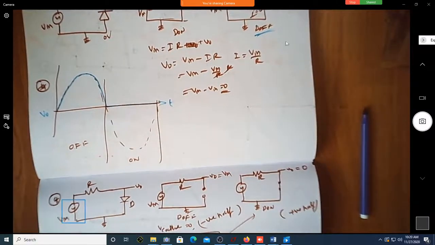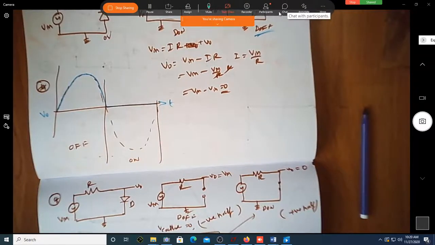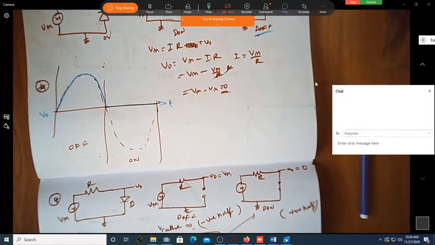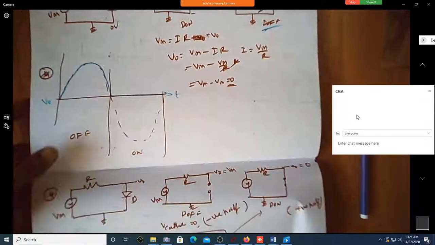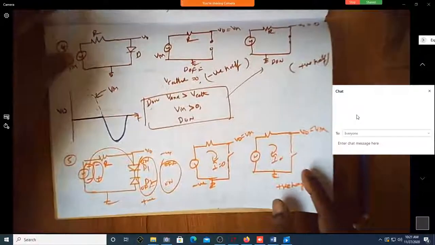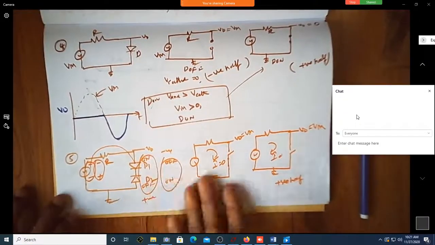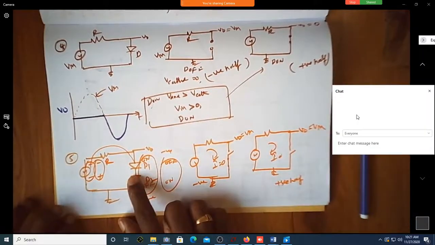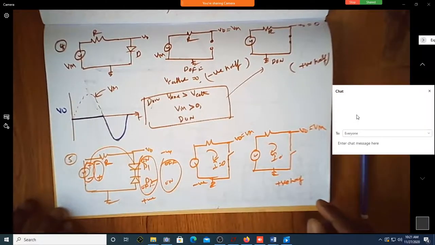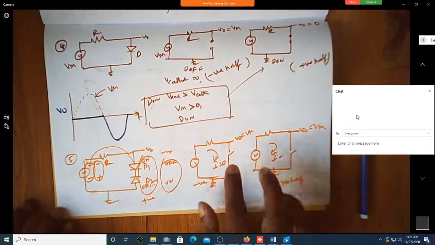Can I just know from each one of you, is this okay till this point? If you have any questions, let me know so that I can solve them and then proceed to the next circuit. Of course we also saw something like this where the diode is off all the time, whether it is the positive half or the negative half. So the output voltage is equal to the input in this particular case.